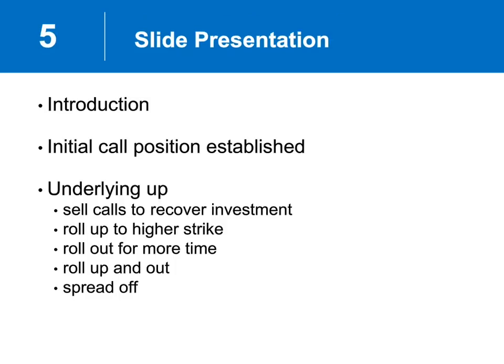So in our presentation today, we'll talk about some basic starting points. We'll then start with an initial position, and then we're going to talk about 5 different adjustments. We're going to talk about selling calls to recover our initial investment. We'll talk about rolling up to a higher strike, rolling out for more time, rolling up and out, and then we'll look at, after having a big profit in our position, spreading off as opposed to just taking that profit, and seeing how that can improve our returns as well.